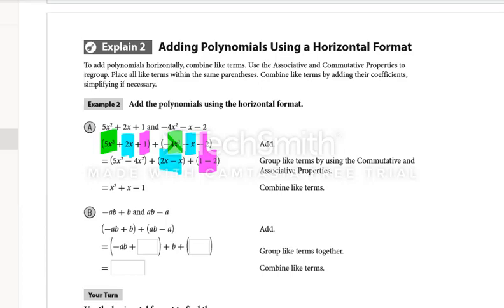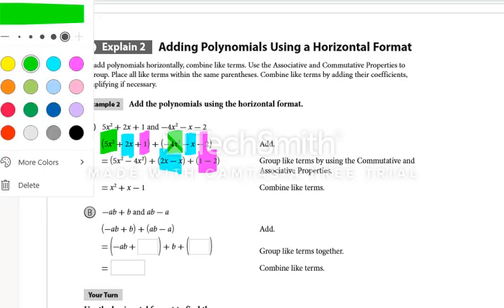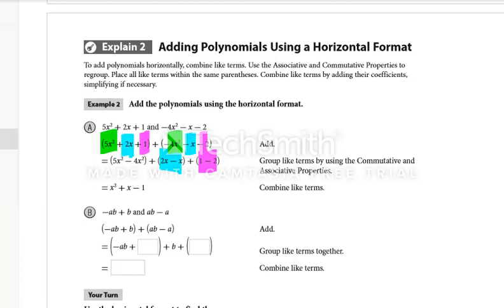All right, so this is just grouping them together to keep track of them. We get 5x squared minus 4x squared. That's just x squared. 2x minus x is just x. And 1 minus 2 is negative 1.